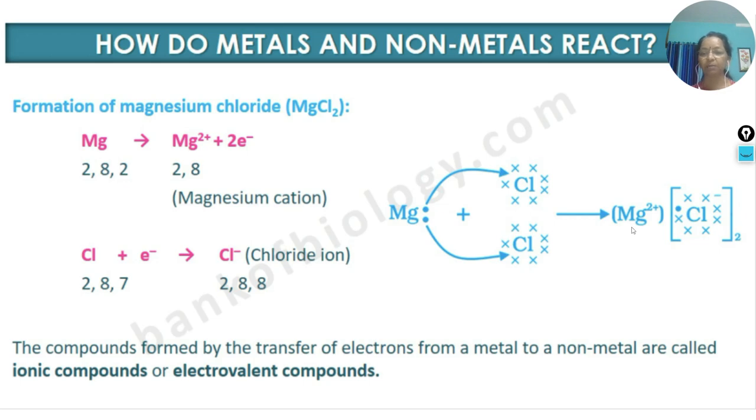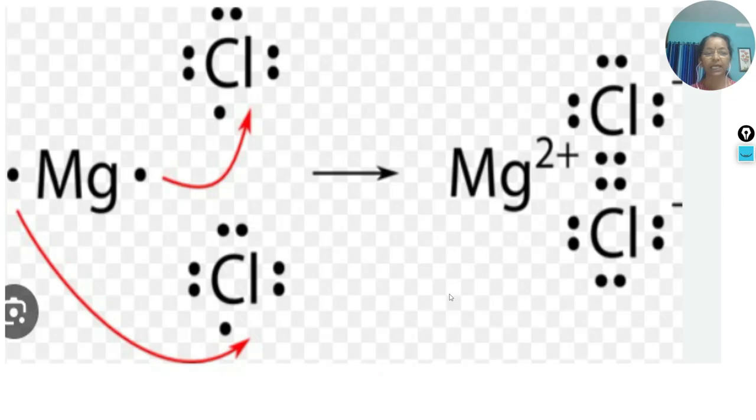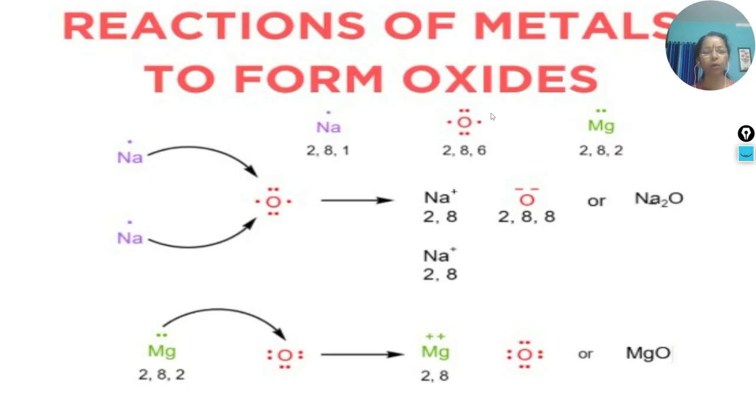Why? Because magnesium ions and chloride ions are formed and they get attracted to each other and form the ionic compound. Another name is electrovalent compound. Okay, electrovalent compound. Now once again it is showing in a more clear way: Mg with the 2 electrons giving 1 to one chlorine, the other to the other chlorine, forming the magnesium chloride molecule.